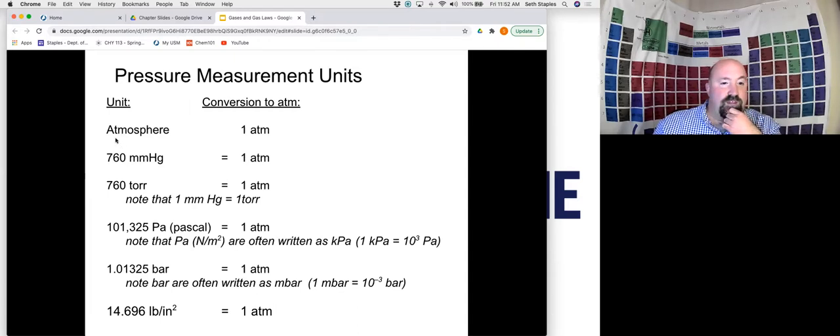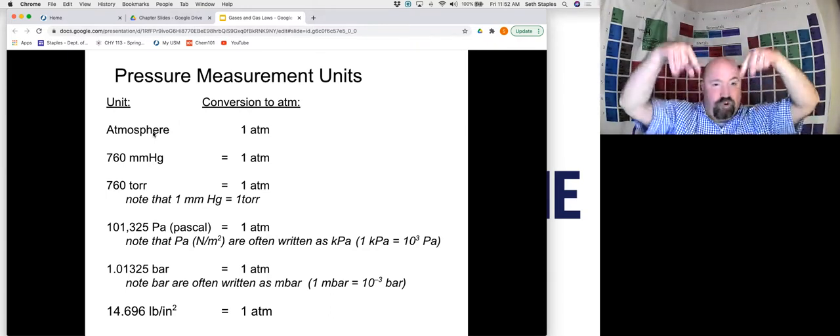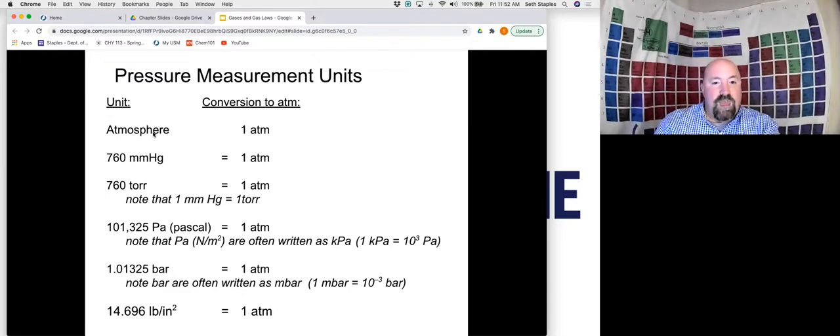We use units of atmospheres quite often. Standard pressure at sea level is one atmosphere of pressure. When we're thinking about air pressure, we're literally thinking about the air pushing down on us, how much air is up above us pushing down. And so we have a series of different conversion factors here. Quite often, we think in terms of ATMs, in terms of atmospheres.